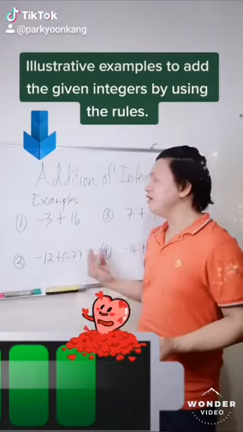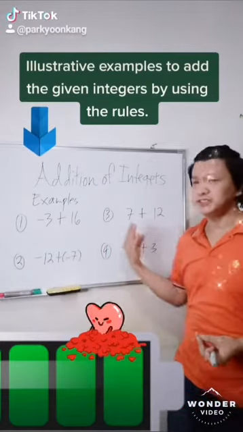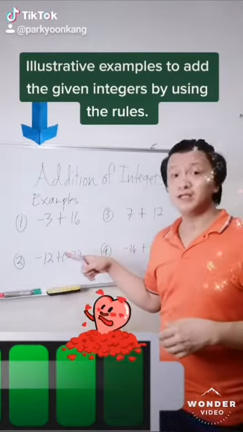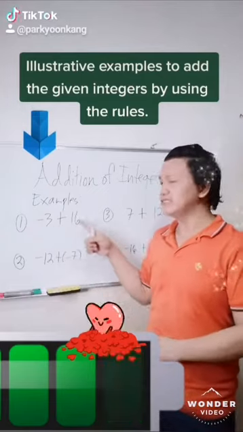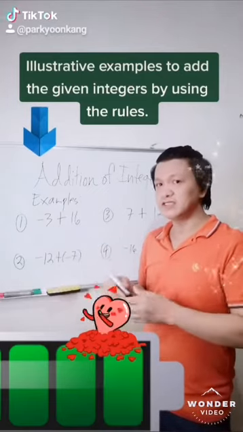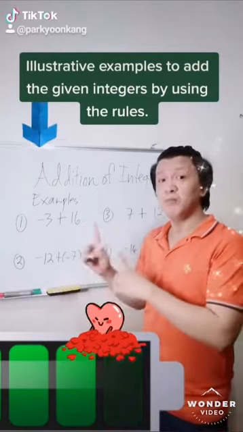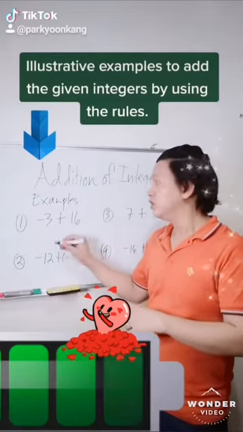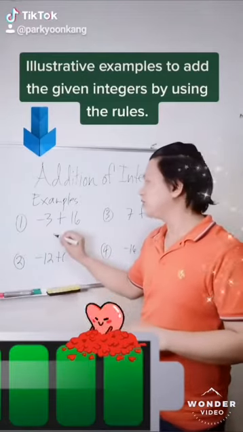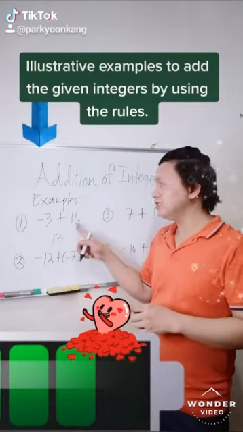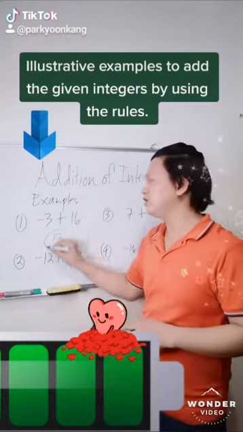Now, how are we going to find the sum of the given integers? Use rule 1 and rule 2. We have negative 3 plus 16. Kapag nag-add tayo, isusubtract natin kung opposite sign. This is rule number 2. So, 16 minus 3 is simply 13. Since mas malaki yung positive kaysa negative, that is simply 13.